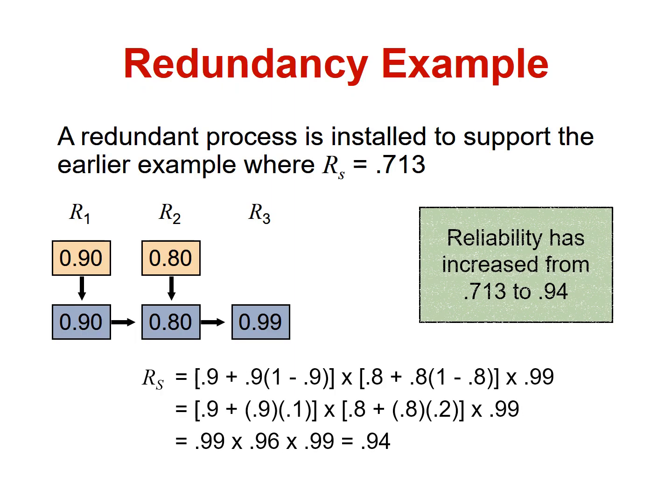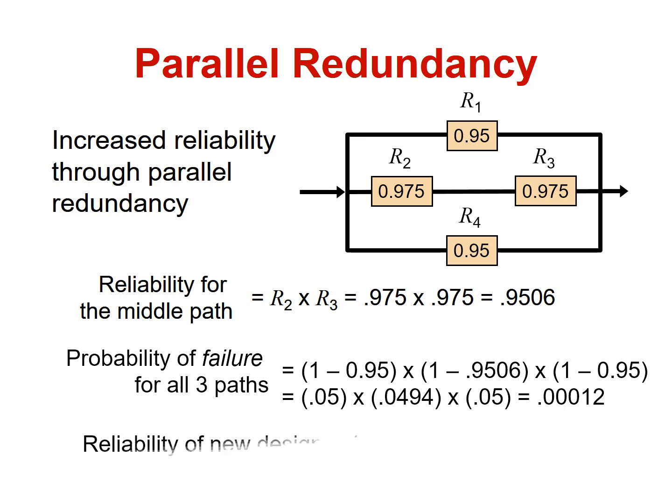So a redundant process is installed to support the earlier example where the total reliability was 0.713. We added a redundancy path, and now you'll see, if you follow the calculations, we've increased our reliability from 0.713 to 0.9, meaning we had a backup to keep it running. A parallel redundancy can be done by this formula, and you can see the reliability of the new design is 0.9988. I'll let you study these numbers for a moment. Please feel free to pause if you need to.